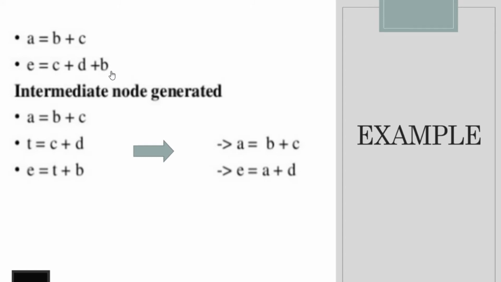The first step is we will generate the intermediate code for it. How will we generate the intermediate code? First, B + C is evaluated and the result is stored in A. Then here we have three variables. So first C + D is evaluated and the result is stored in a temporary variable T. Then this T and B are added and the result is stored in E. So this is the intermediate code generated.